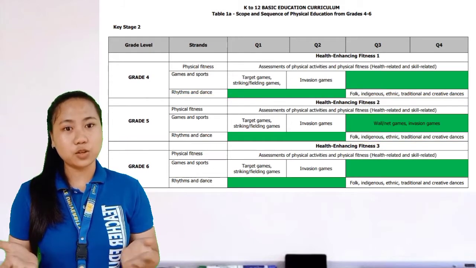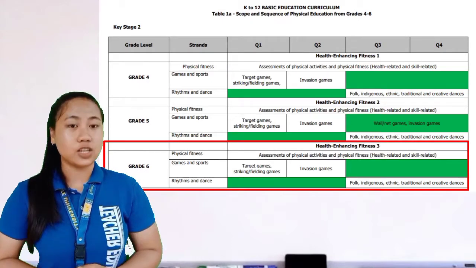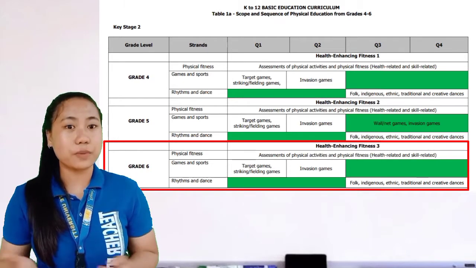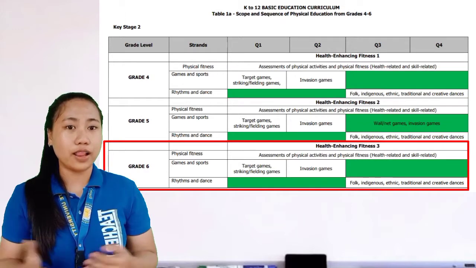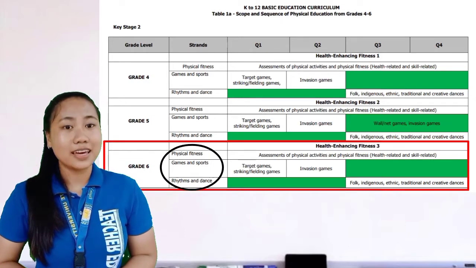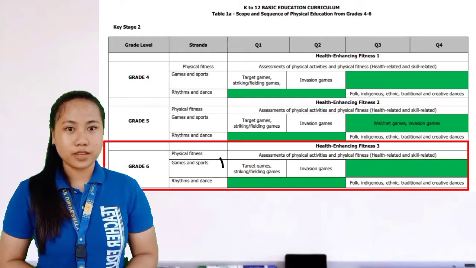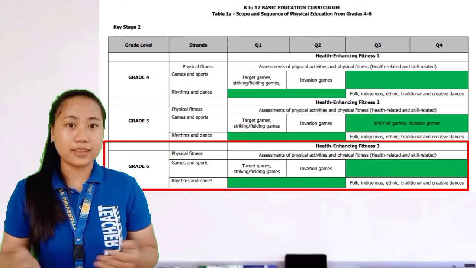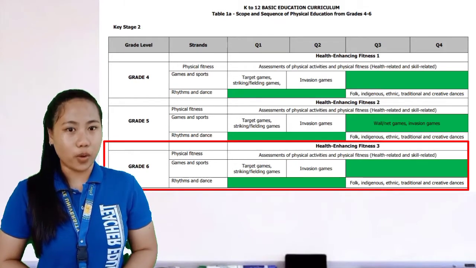Let us now proceed to the scope and sequence of physical education from grade 6, which is the health enhancing fitness 3. The same as grade 4 and 5, the learning strands for this grade level only consist of 3, which are physical fitness, games and sports, and lastly rhythms and dance. Just like the last 2 grades, every strand is indicated in different components per quarter.